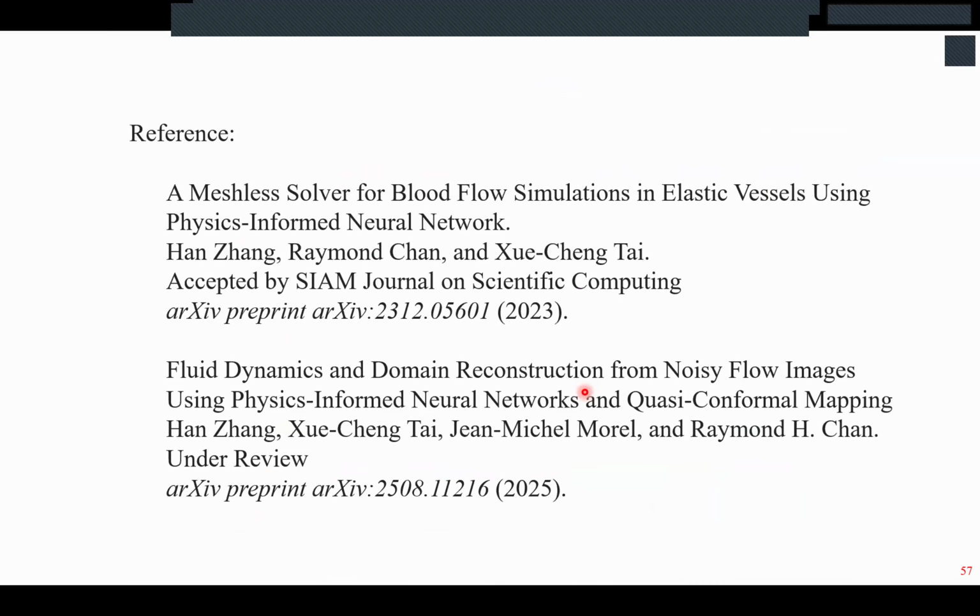Here are the references for these two papers, and that's all for the PINN related works. So if you have any questions.